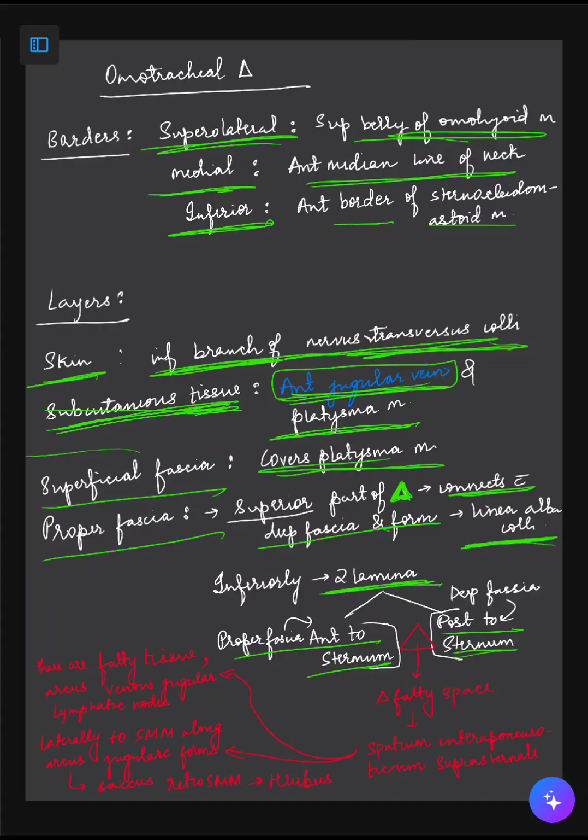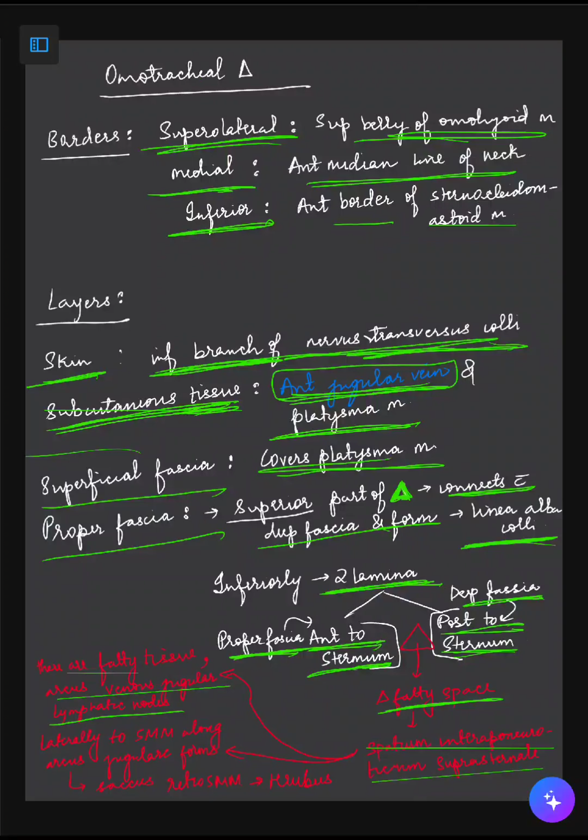The layer posterior to the sternum is called deep fascia, and anterior to the sternum is called proper fascia. Between the anterior and posterior layers, also called proper fascia and deep fascia, there is a triangular fatty space, which is called the spatium interaponeuroticum suprasternale. In this fatty space, there are fatty tissue, the venous jugular arch and lymphatic nodes.